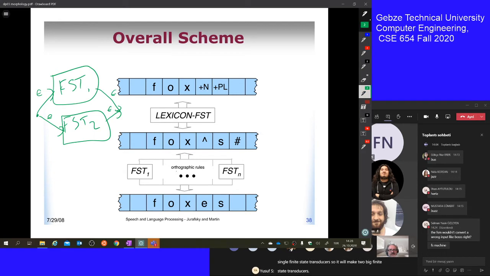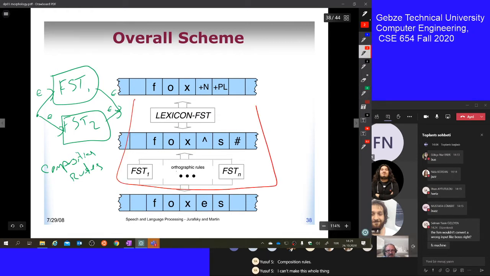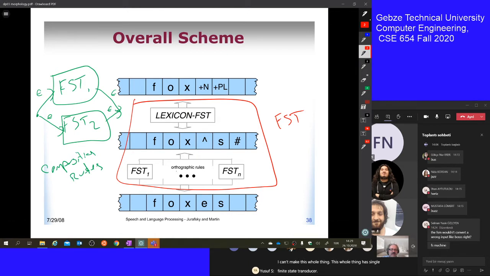And in fact, using the composition rules, I can make this whole thing a single finite state transducer. So I will have one large finite state transducer, and as a human being, I won't understand what's going on inside it, exactly how it works, because these will be automatically produced by computer. All I care is that I have these orthographic rules and my lexicon finite state transducer.